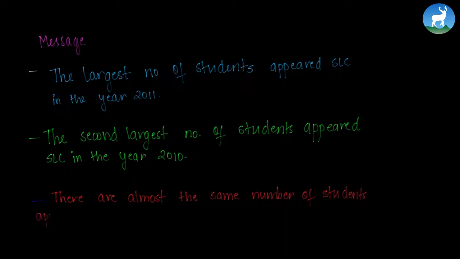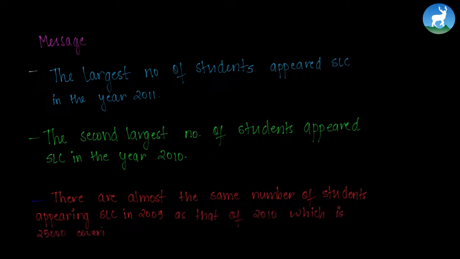covering 105 degrees in the chart. So you can make it more specific as I did in the 3rd point. You can also add the same thing in the 2nd point. The second largest number of students appeared in the year 2010, covering, you can add this, 115 degrees in the chart.